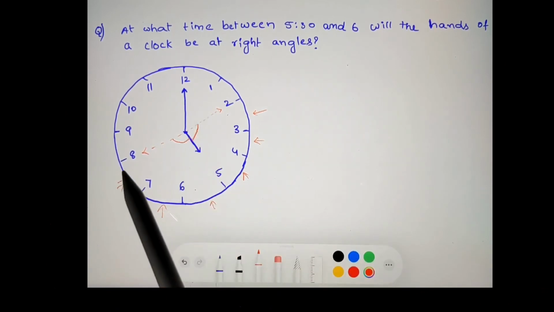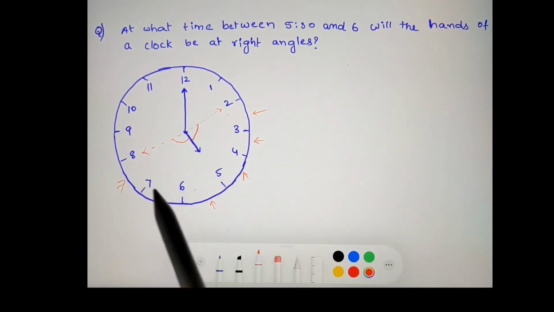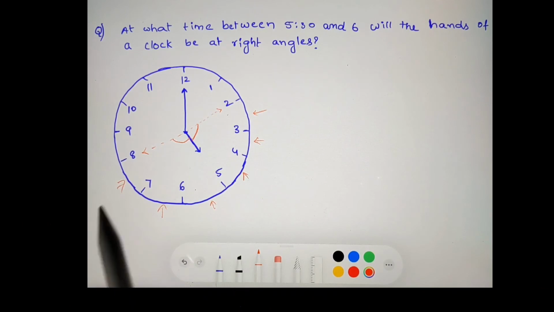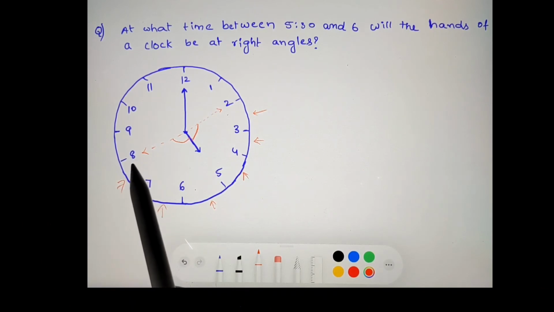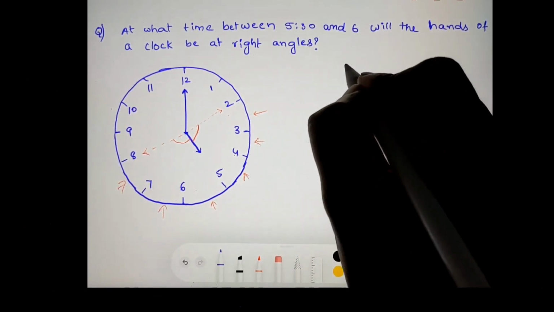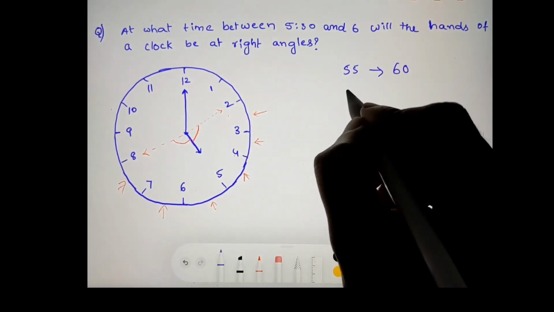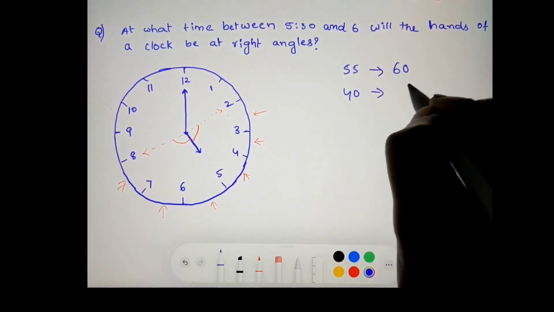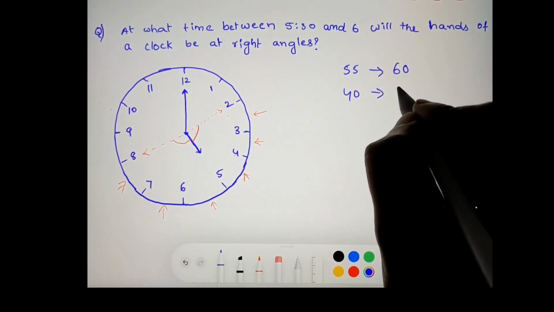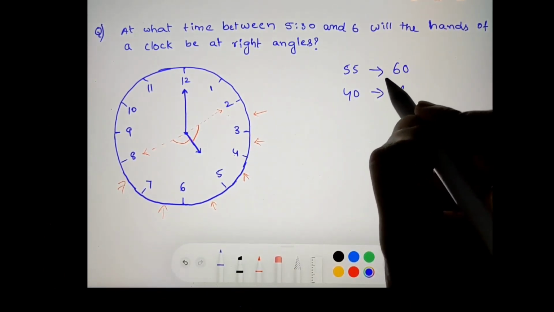From 12 to reach 8, long hand needs to gain how many minute spaces? For that we need to multiply this number with 5. This number is 8. 8 into 5 means 40. 40 minute spaces long hand needs to gain to form right angle. As we know, 55 minute spaces can be gained in 60 minutes, and 40 minute spaces can be gained in how many minutes? That we don't know. We need to identify. We take that as x.